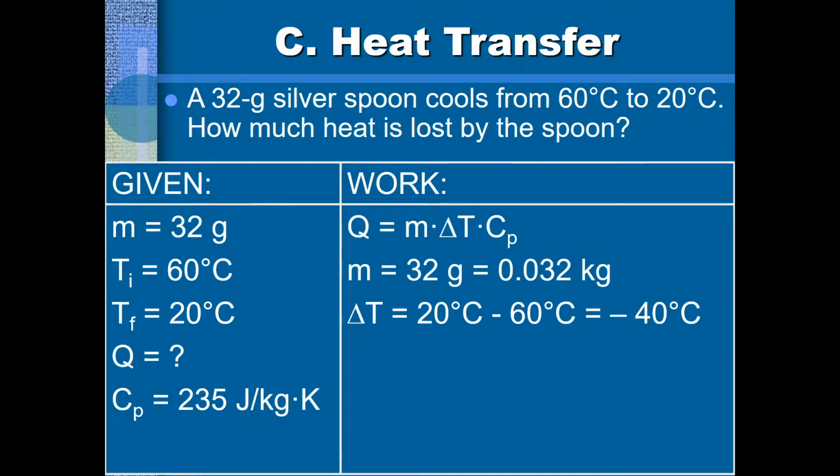Negative 40. Again, you can't just choose the largest number and subtract the smallest from it. It's final minus initial. You should be getting a negative number in this case.